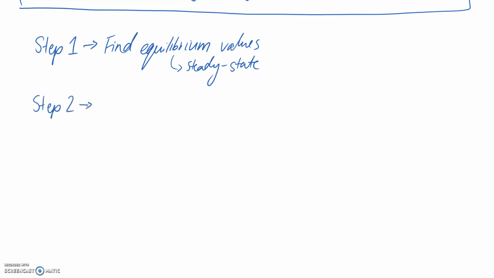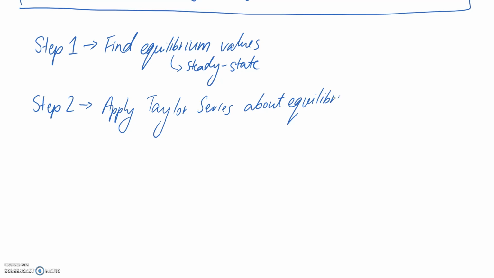And then the second step that we need to do is apply the Taylor series process that I just wrote about above, about the equilibrium position or steady state position. So this provides you with an equation that has been linearized. Sometimes there is a kind of step 3 that you can go through, and this is in order to convert your equation into a transfer function by applying your Laplace transforms.